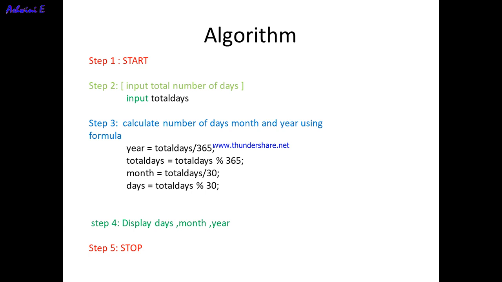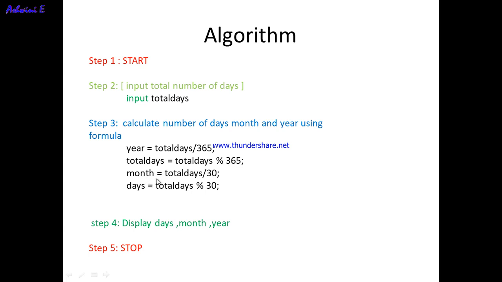Let us see the calculation. Year is equal to total days divided by 365 days. So 1 year contains 365 days, right? So total number of days divided by 365 days gives you the year. If you give 1015 days, it will convert it as 2 years, so many months, so many days. So that is how it is calculated. First you need to calculate the year: year is equal to total number of days divided by 365. This will give you the year. Next, total days is equal to total days mod 365. Why this line is given, I will tell you in the calculation part.